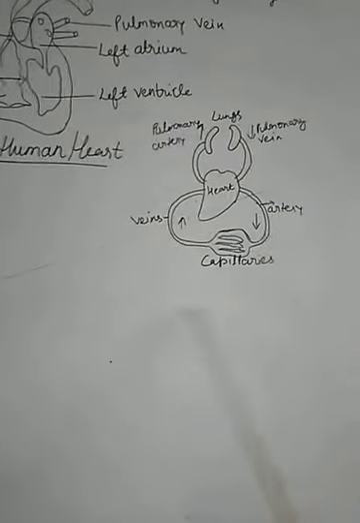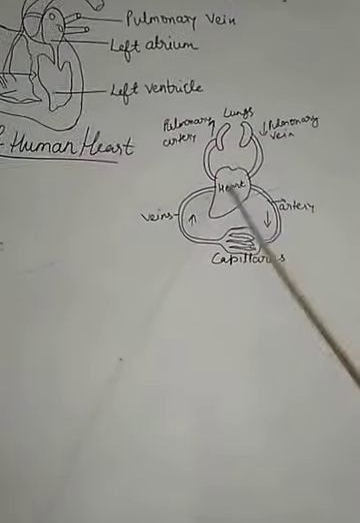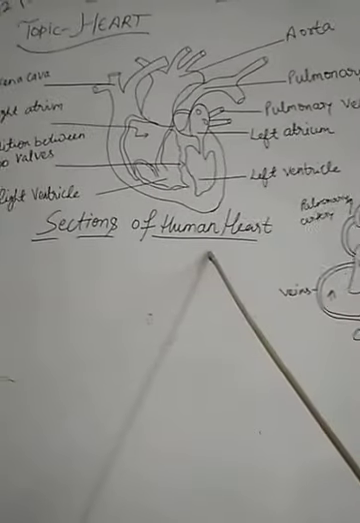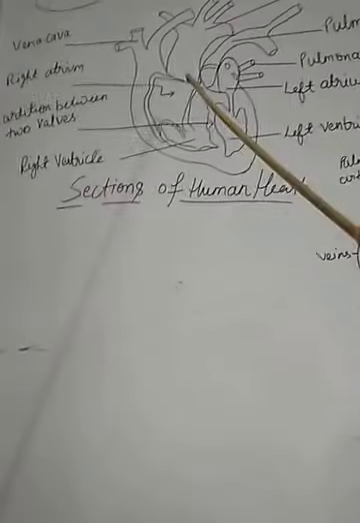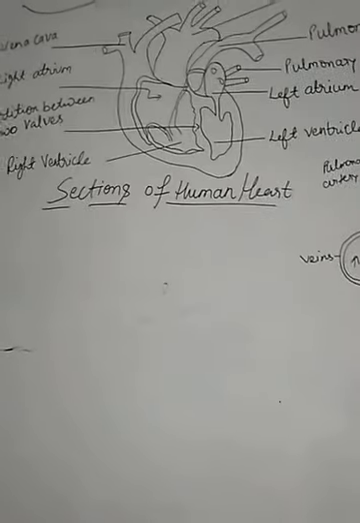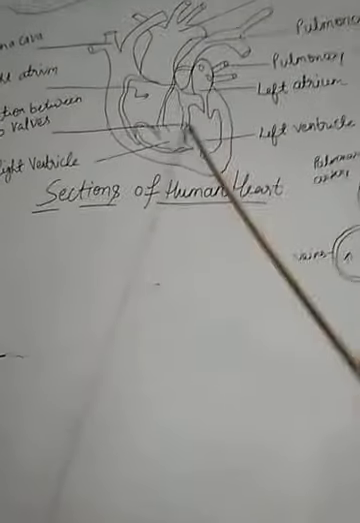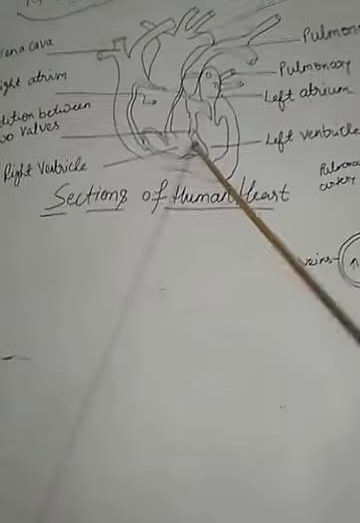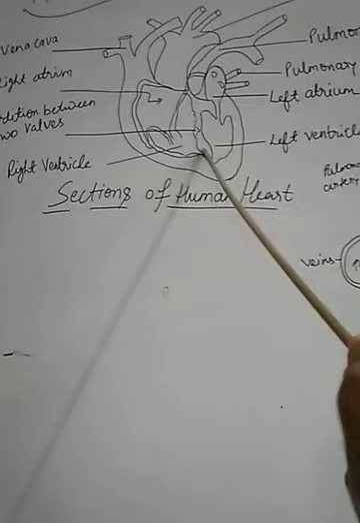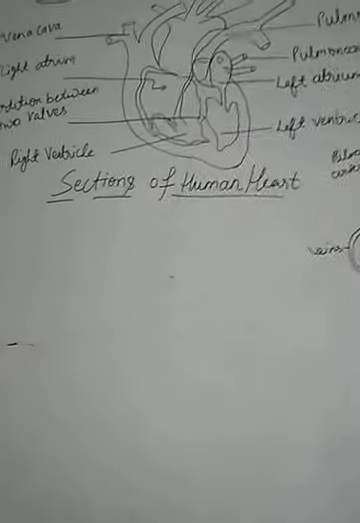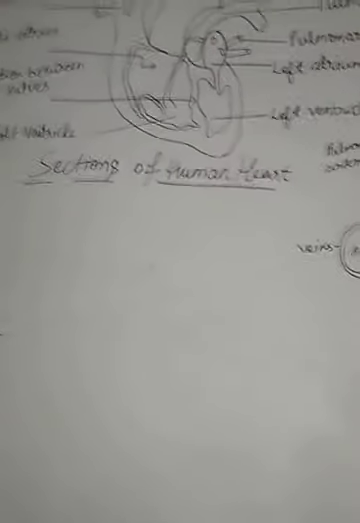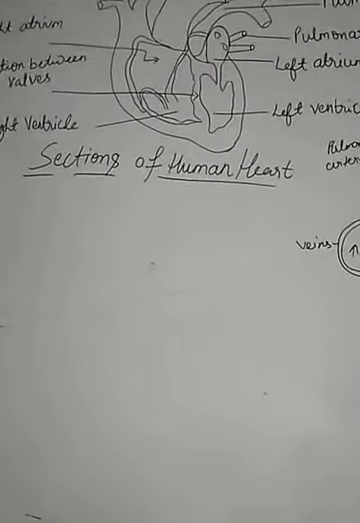This is the diagram of the blood circulation in our body, which is pumped by the heart, and this is the cross-sectional diagram of the human heart, which has 4 chambers. The upper 2 chambers are called atria and the lower 2 chambers are called ventricles. To avoid the intermixing of the oxygenated and deoxygenated blood, there is a partition which separates these chambers. Children, the walls of the heart are made up of muscles, and these muscles contract and relax rhythmically.